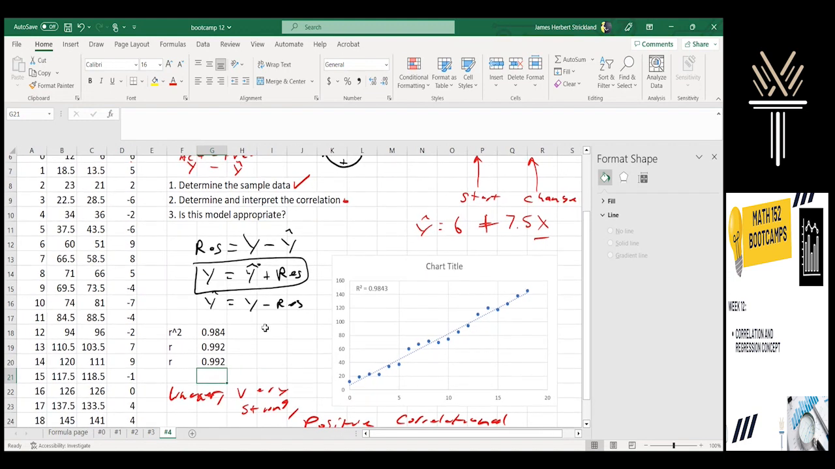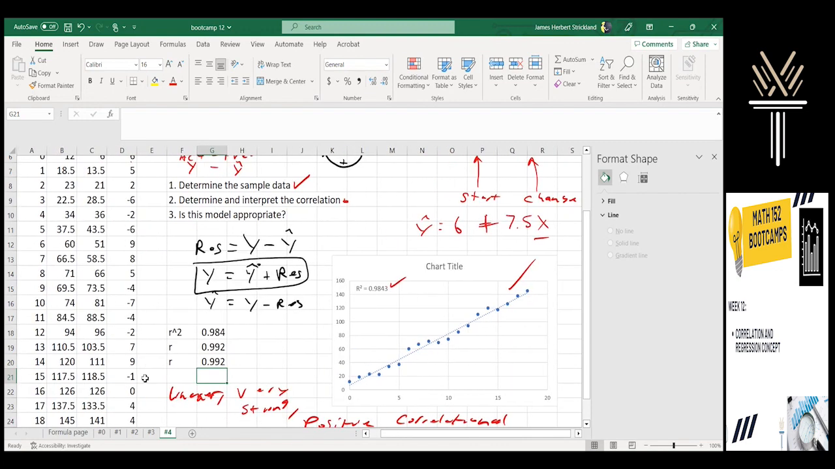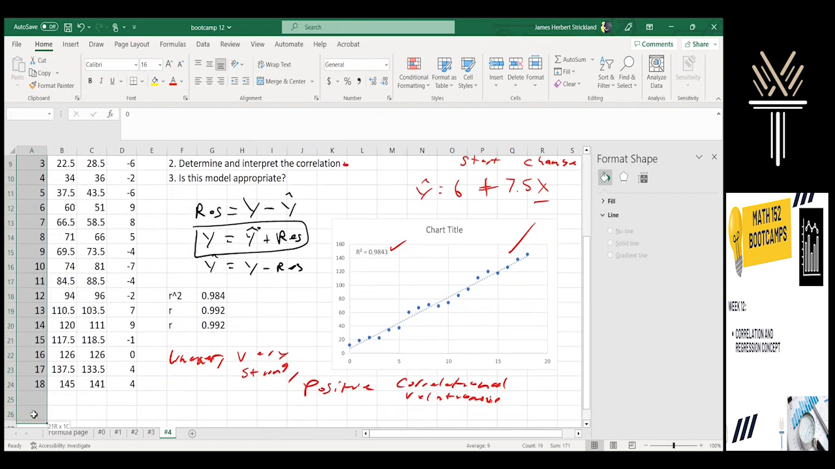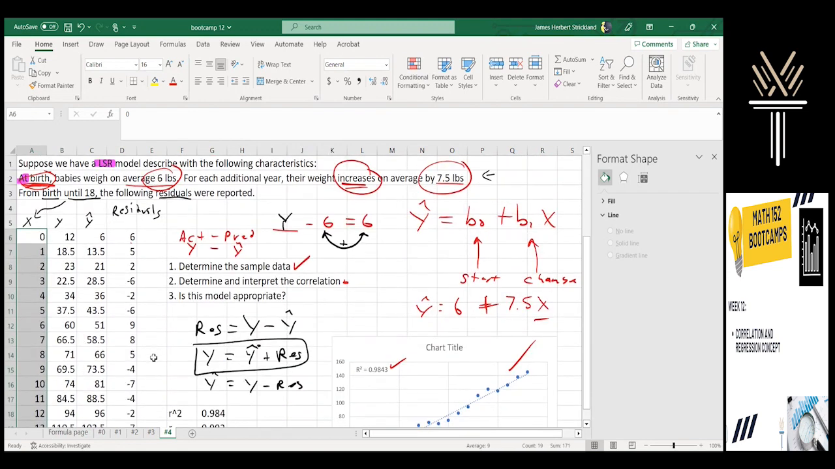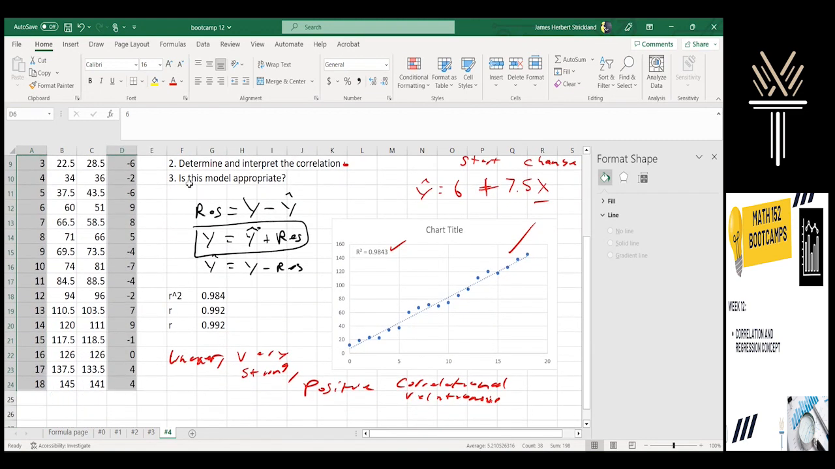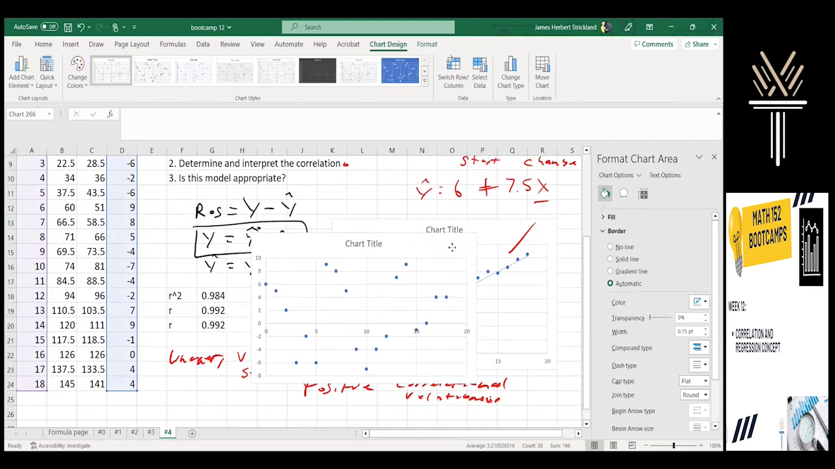Okay, is the model appropriate? Well, the scatter plot looks darn good. R squared is very good. So the last thing we have to worry about is the residuals. Well, if I graph my x's, hold down Control and graph my residuals, I can say insert, scatter plot, and look at that.